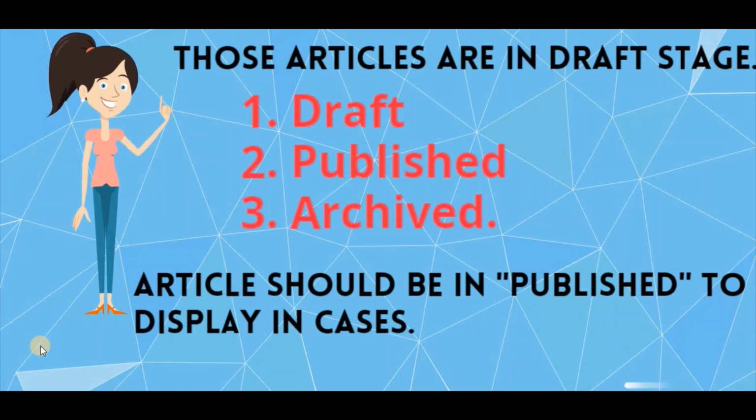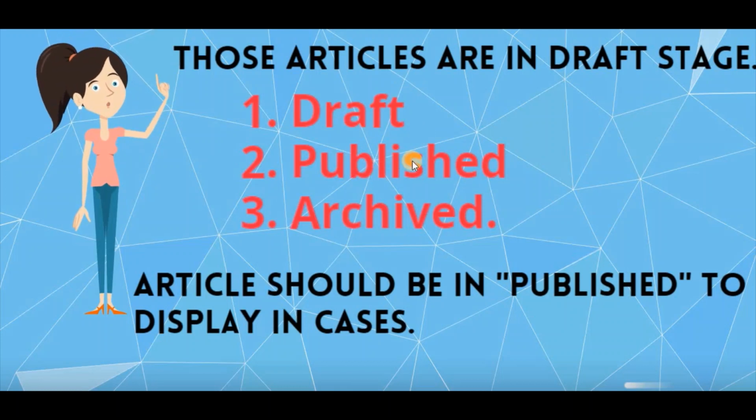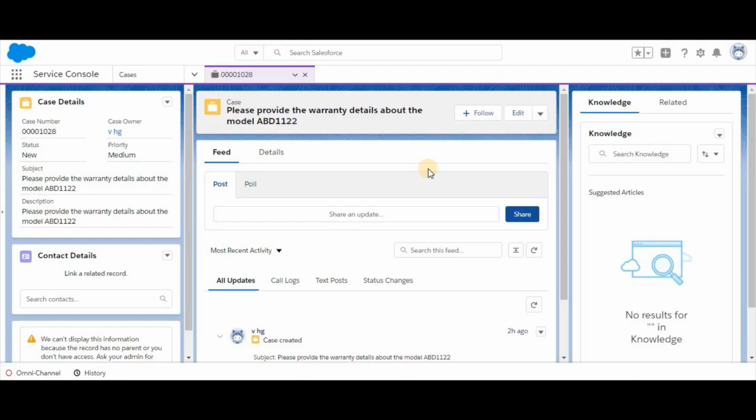All the articles that we have created are in draft stage. Usually an article will be in one of three states: draft, published, or archived. All the records that we create the first time will be in draft state. There is something called a publish button. On clicking it, it will go into the published state. As soon as an article is in published state, it will display under cases. Now, to make those articles display in this knowledge box, we need to publish them.